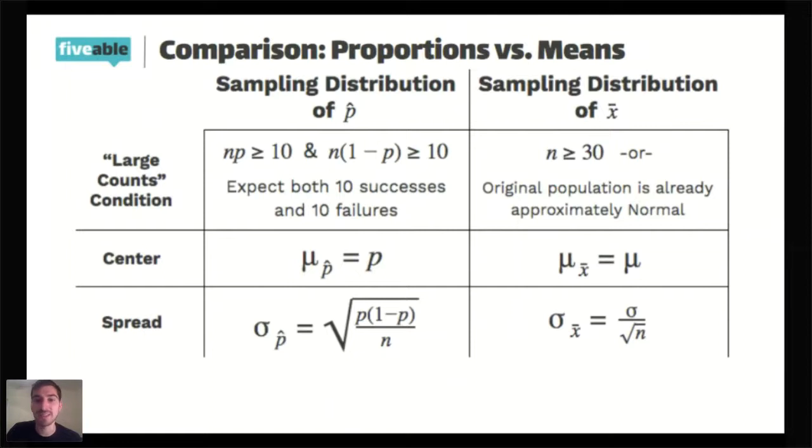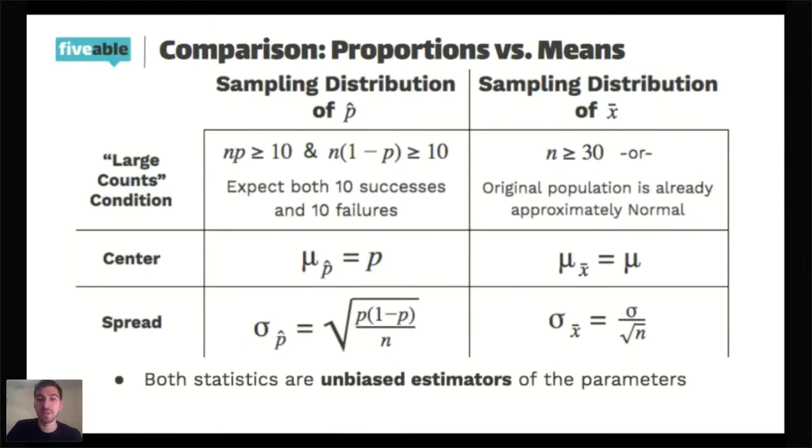And then you can see similar looking formulas for the mean and standard deviation of p hats and x bars, where the statistics, p hats and x bars, when you average them together, should equal the original population proportion or population mean, which means that the statistics are called unbiased estimators.